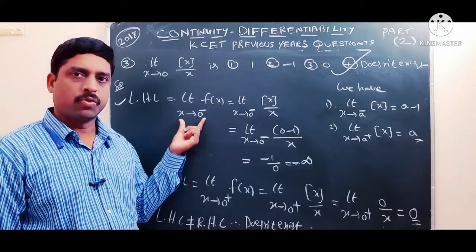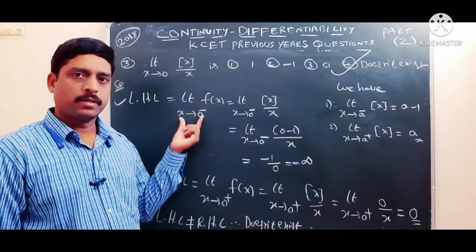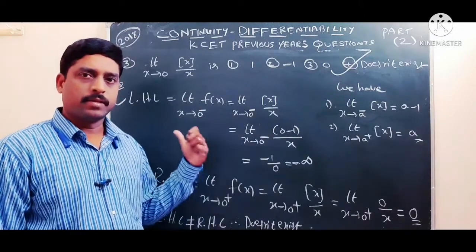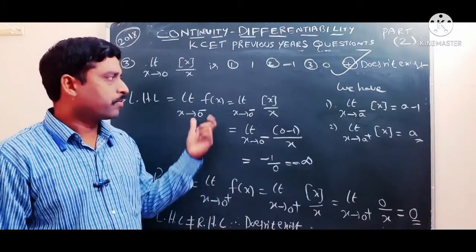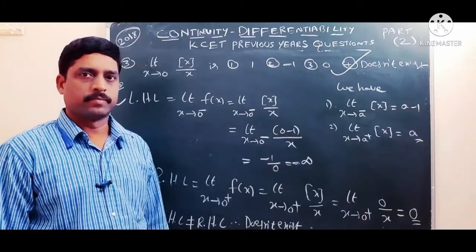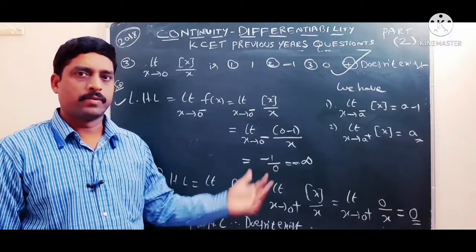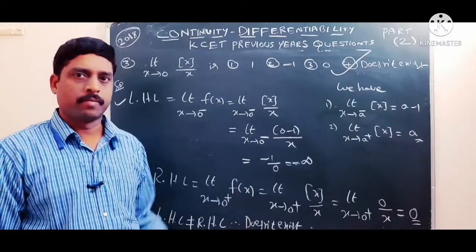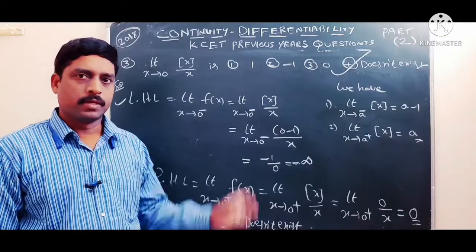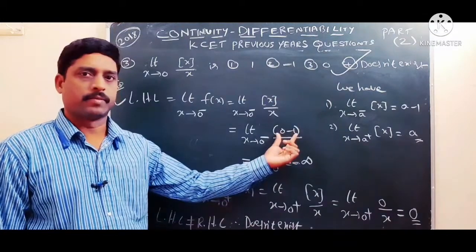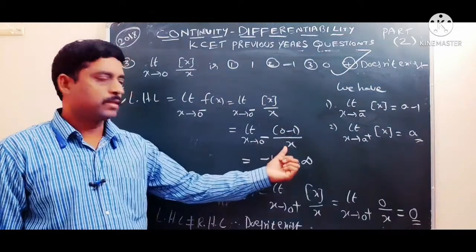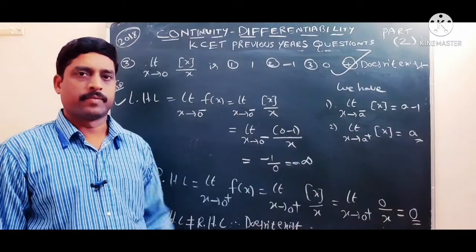As x tends to 0 minus, the x value is satisfied by numbers less than 0. For numbers less than 0, the integral part of x value is minus 1. Less than 0 values means minus 0.1, minus 0.2, and the integral part of x value is minus 1. Put expression 0, this is minus infinity.